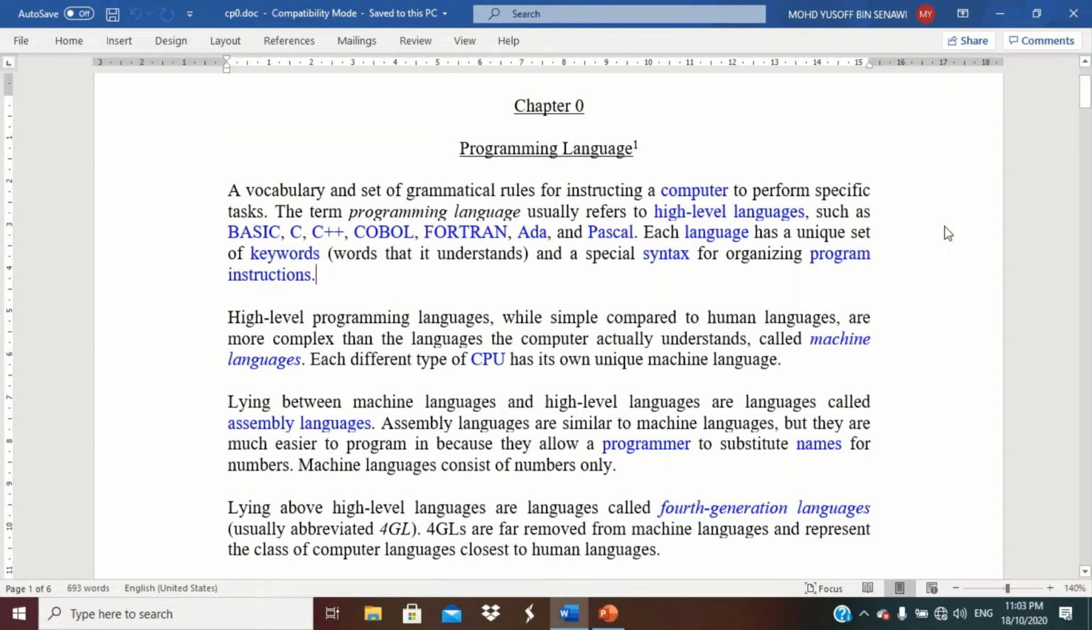Good day. In this lecture, we will look at programming language in general. After that, we'll go to algorithm and flowchart.